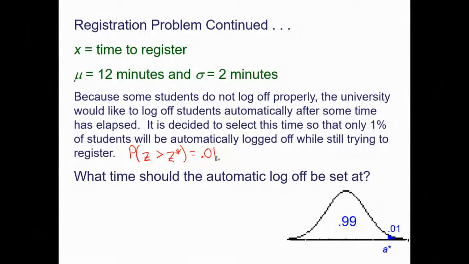No, it gives us less than. So what value should I use for my probability? I can't use 0.01. 0.99. Which means I have to figure out what Z star gives me a probability of 0.99. So this is where we look in our table and go outwards. We look in the middle and go out.